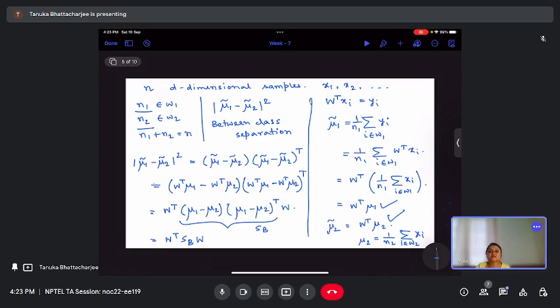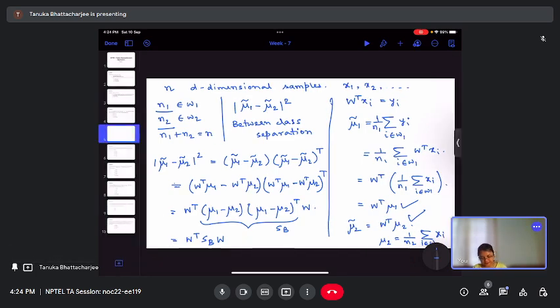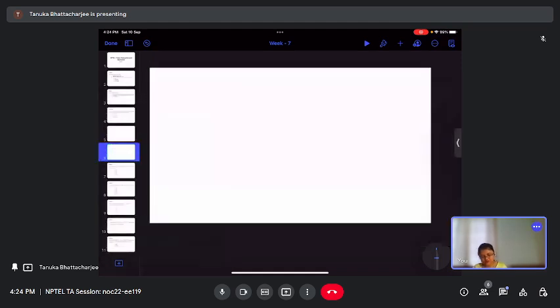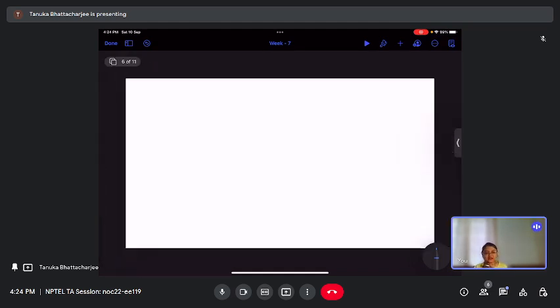But how much separation is enough? We do not need to separate them infinitely. Some extent of separation is enough. How much separation is enough, that we determine in terms of the intra-class scatter. So we try to minimize the intra-class scatter and try to maximize the between class scatter. Now, for that we need the intra-class scatter.